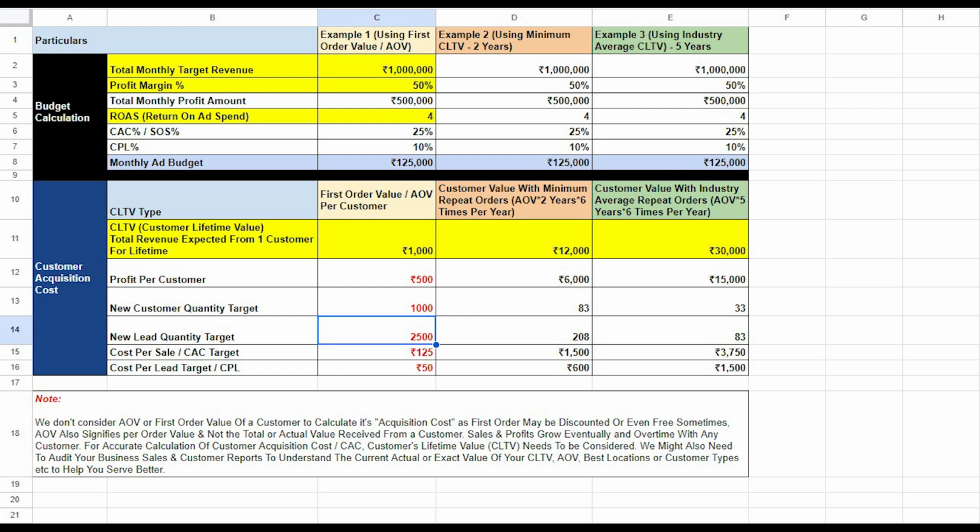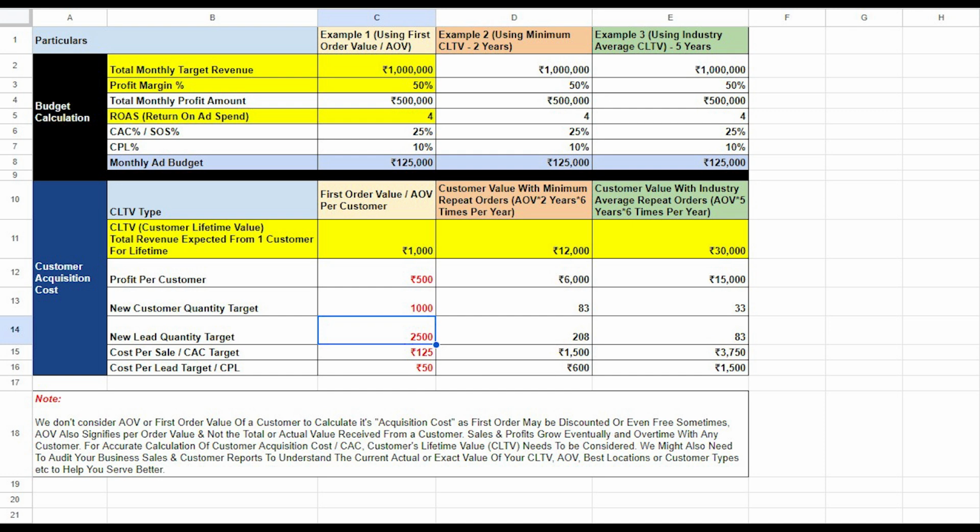So the difference I'm trying to explain here is your average order value is 1,000 and your average CLTV is 12,000. Now if you calculate your budgets and targets on the basis of 1,000 rupees, you might end up getting unreal numbers. Let's calculate from the point of 1,000 rupees. In 1,000 rupees, 500 rupees is my profit.